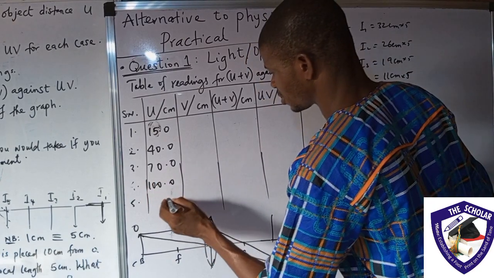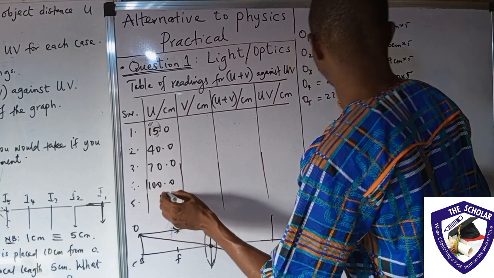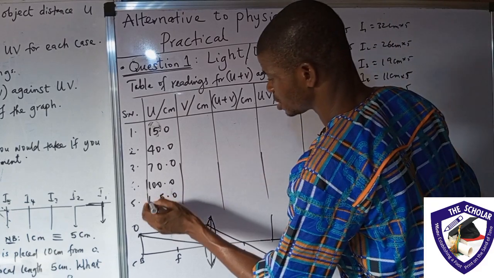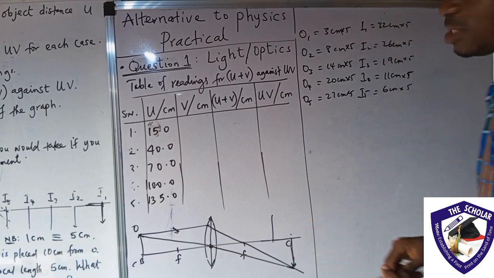And 7 times 5, 35. Carry 3. Then 3 times 5, 2 times 5, 10. That's 135. So that is for our U in centimeter.